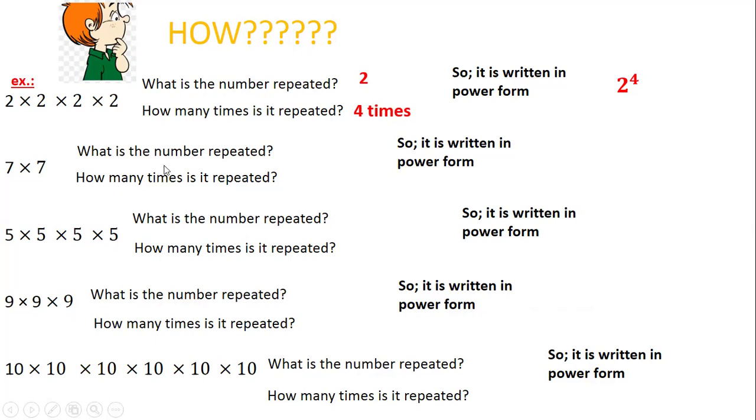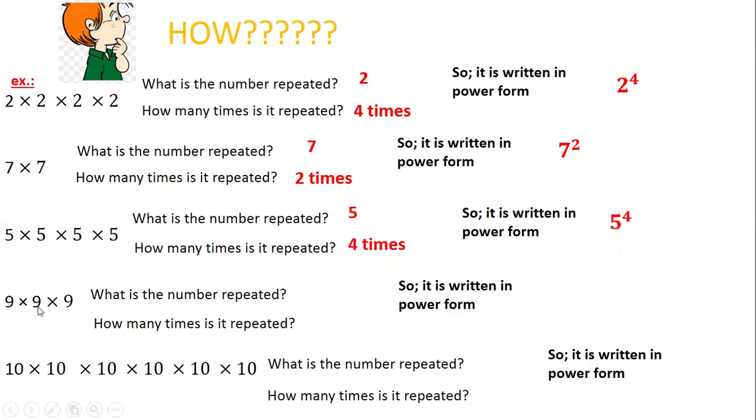7 times 7, the number repeated is 7. How many times is it repeated? 2 times, so it's written in power form, 7 squared, or 7 to the power 2. 5 times 5 times 5 times 5. What's the number repeated? It's 5. How many times is it repeated? 4 times. To write it in power form, it's 5 to the power 4.